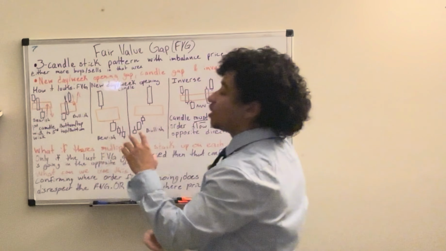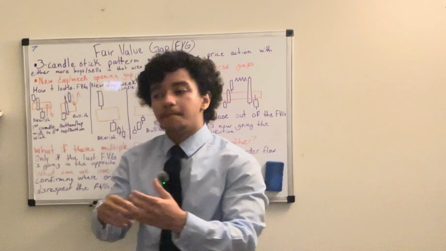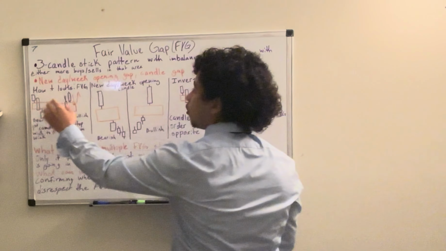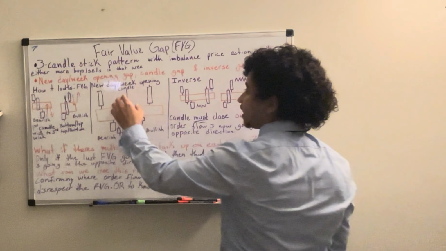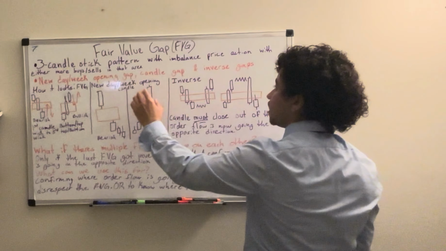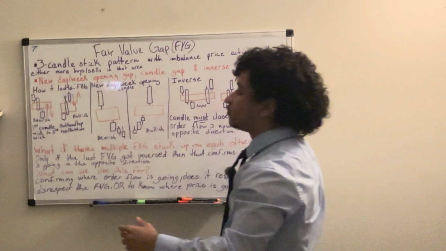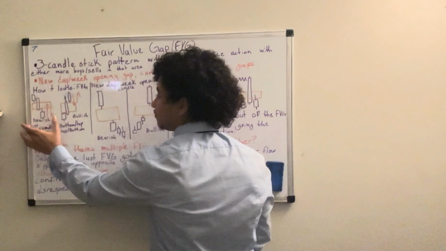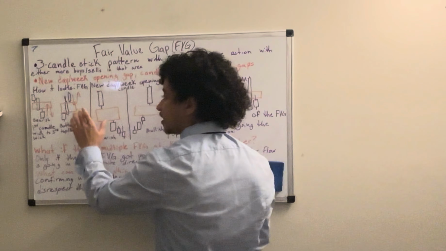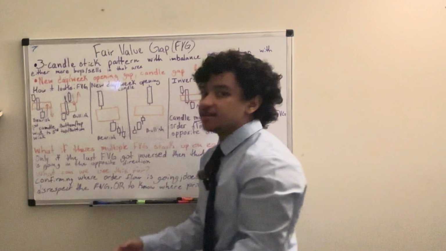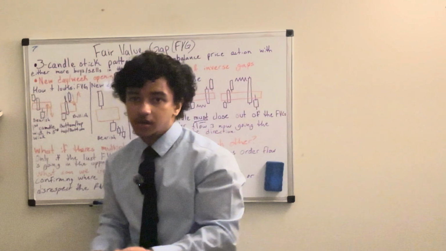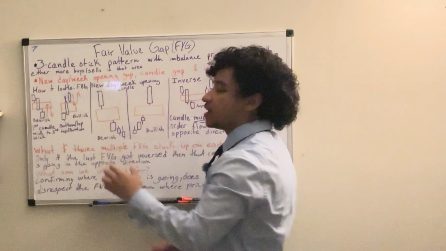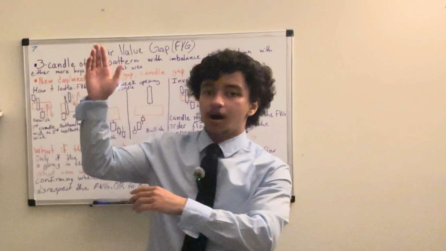But first we have to understand there are many different variations of fair value gaps. We have a new day opening gap or a new week opening gap, we have candle gaps, and we have inverse gaps. So let's go over a simple fair value gap. On the left side we have a bearish fair value gap, and on the right side we have a bullish fair value gap. A bearish fair value gap indicates bearish movement, price action going down. A bullish fair value gap indicates price going up.